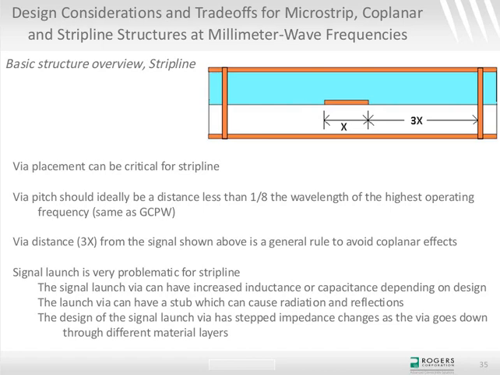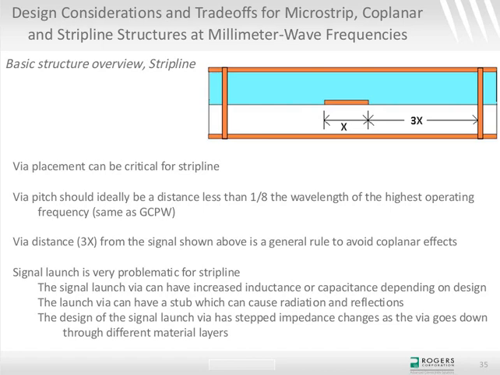And also how close you want to get that via to the signal, if you don't want it to couple to it, is about 3 times the width of the signal conductor as a general rule of thumb, so to speak. And then the big issue on this structure is actually signal launch, trying to get the energy from the outside world into that buried signal conductor. That's usually the big trick.